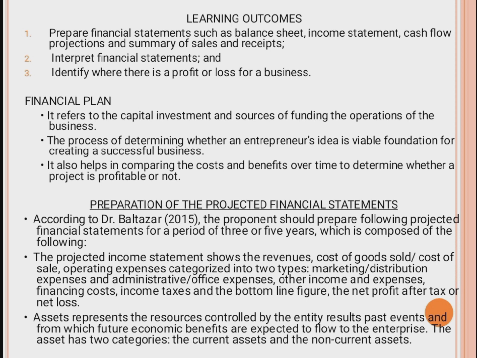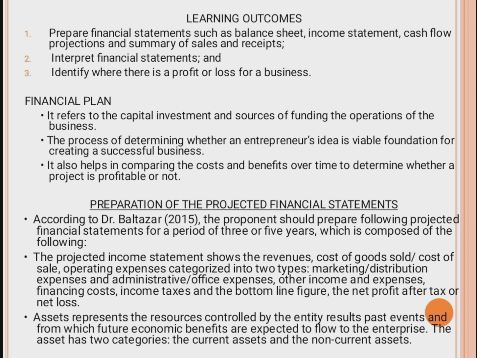Financial plan. It refers to the capital investment and sources of funding the operations of the business. So kung magkuan kag isa ka business, kinahanglan sa nimo maghuna-huna kung pila ang imong i-invest na kapital sa imong business. Number 2, the process of determining whether an entrepreneur's idea is a viable foundation for creating a successful business. So kinahanglan pod maghuna-huna kag mga idea nga mas ma-attractive sa imong business sa mga customer ug para ma-success ang imong business. Next, it also helps in comparing the costs and benefits over time to determine whether a project is profitable or not.